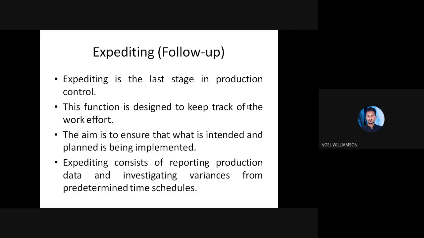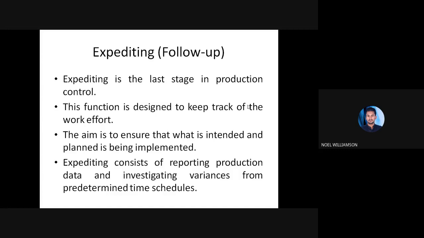So these are the dispatching, and the final step is the expediting or follow up. This is mainly a feedback session. So this is the last stage in the production control. This function is designed to keep track of the work effort, that is, whether the work is moving in the correct direction or not. We are monitoring or we are giving the follow-up. So the aim is to ensure that what is intended and planned is being implemented. So whether what we intend or what we planned is implemented or not, we have to ensure it.